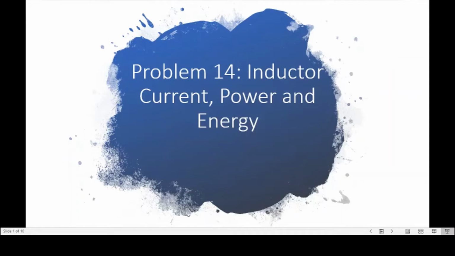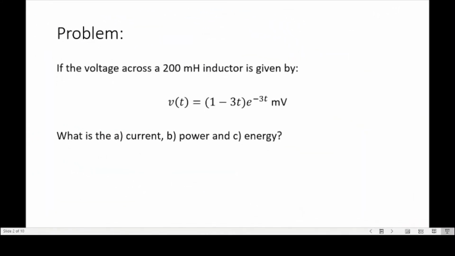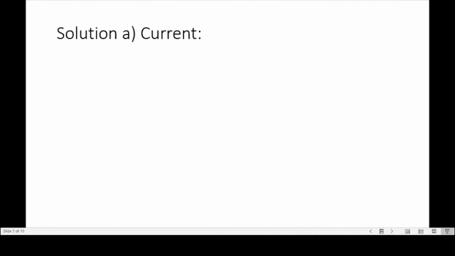Welcome to problem 14, Inductor Current, Power, and Energy. Okay, so for this problem, it states that if the voltage across a 200 millihenry inductor is given by V(t) is equal to (1 minus 3t) e to the power of negative 3t millivolts, what is the current, power, and energy? So we're going to separate this problem into three.